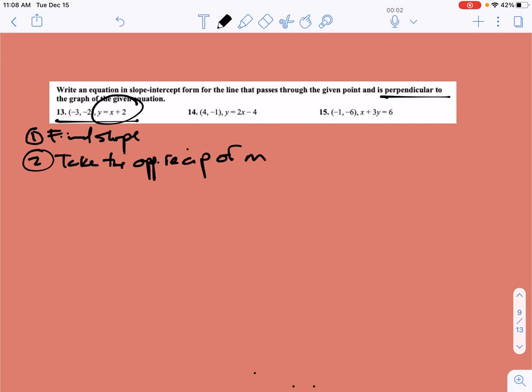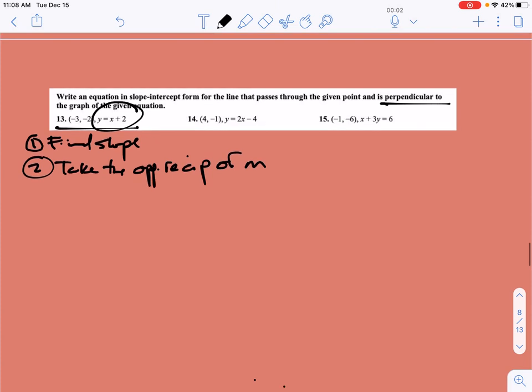So first thing we do is we look at this y equals x plus 2. All right? Well, if y equals x plus 2, that is in y equals mx plus b form. That's good. And my slope is this m right here. Well, if you look at this equation right here, there's not a number in front of x.